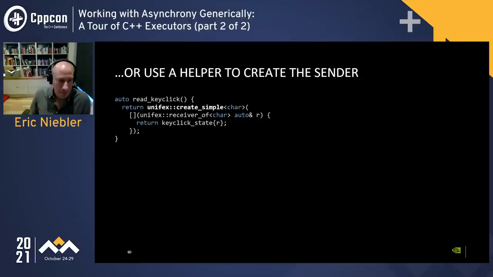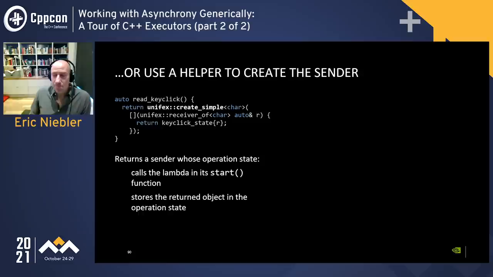So let me explain what this is doing here. Create simple returns a sender. That sender defines its own operation state. Operation state implements start. And what start does for this sender's operation state is it just calls this lambda, which I have passed to the create simple function. So this lambda is going to execute when start is called, when that work is being asked to enqueue itself. Okay. And then this lambda is going to return some state. The operation state is going to persist that state as like an optional or something.